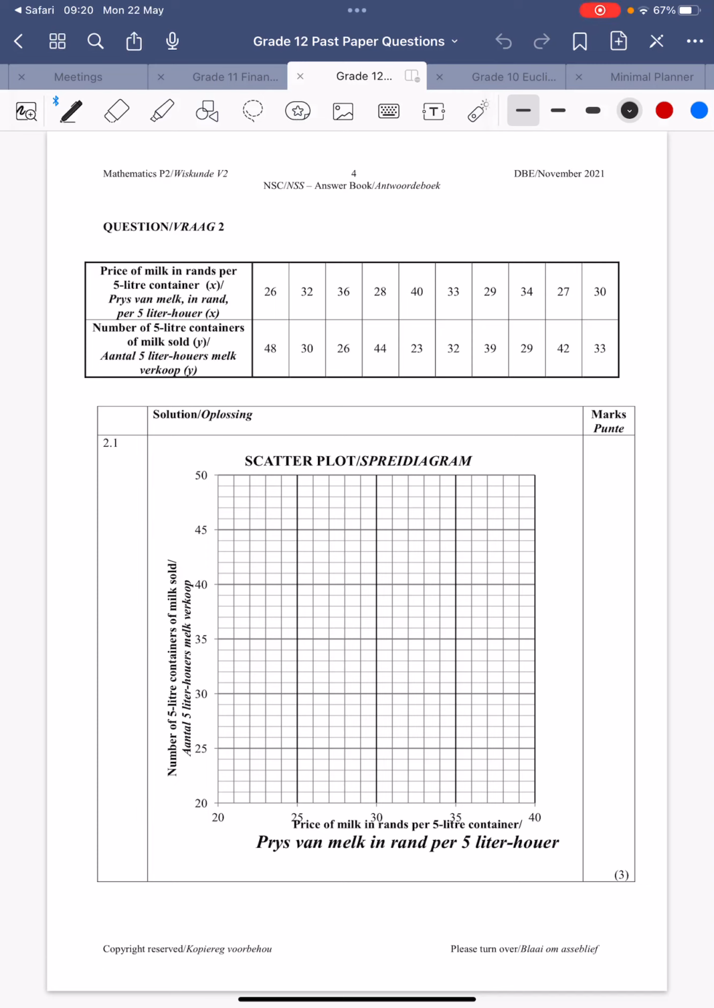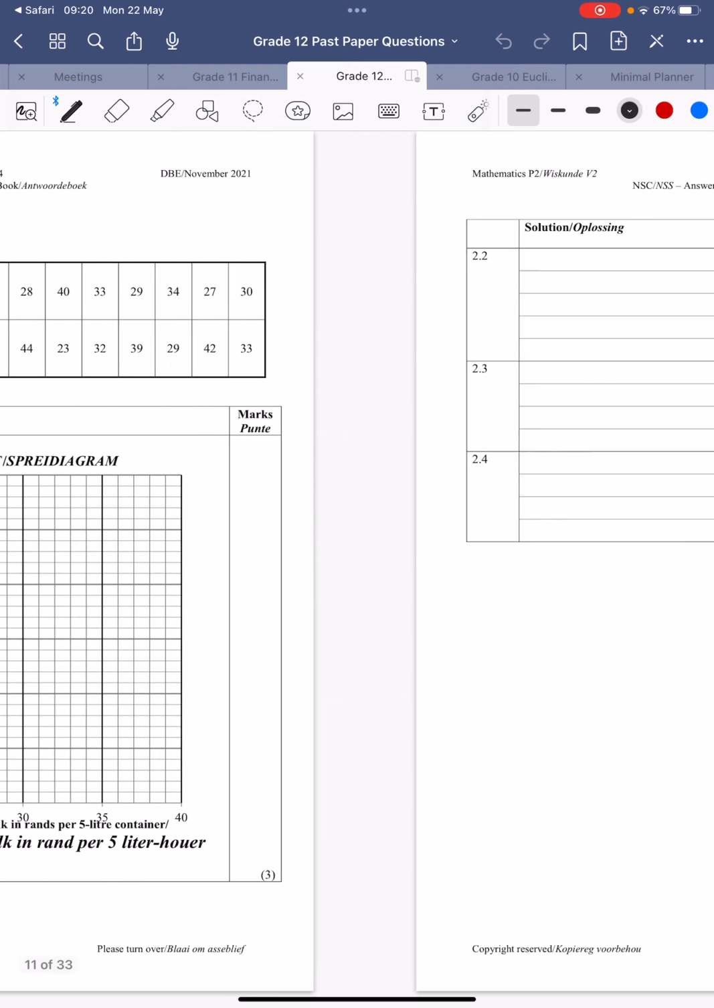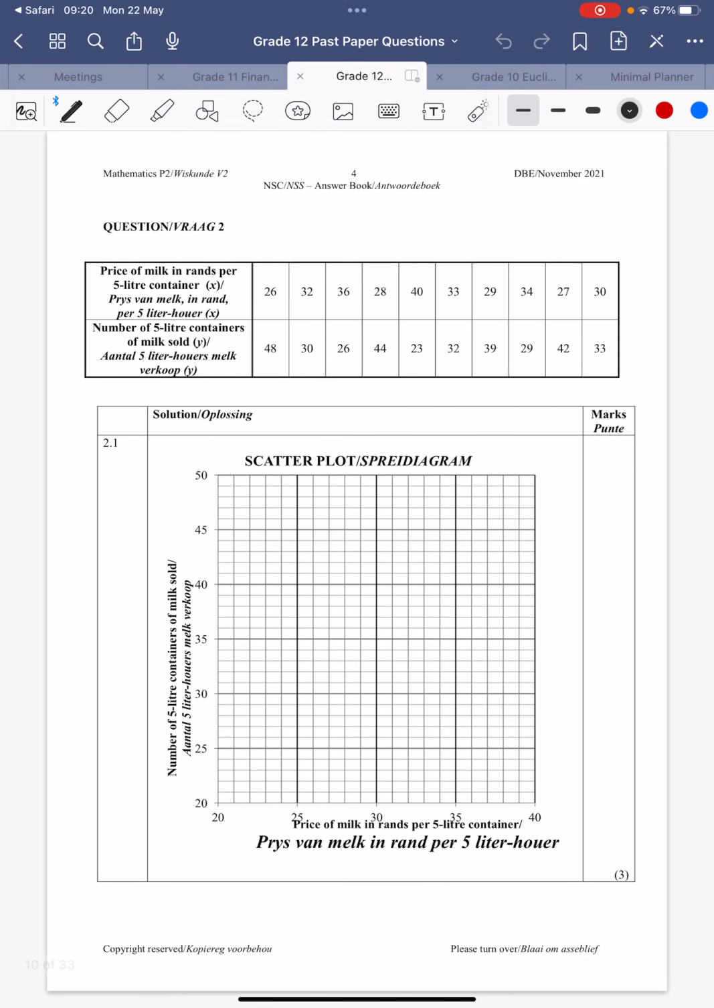Oh, I didn't print that page for you. No, sorry. You can just write it on the back of the page maybe, or just next to where you've stuck it in if you have already done that. Sorry, I actually just printed the scatter plot so that you could do that on the page.